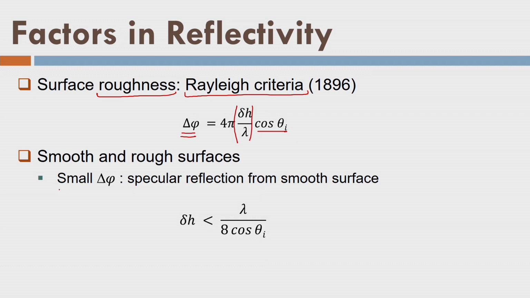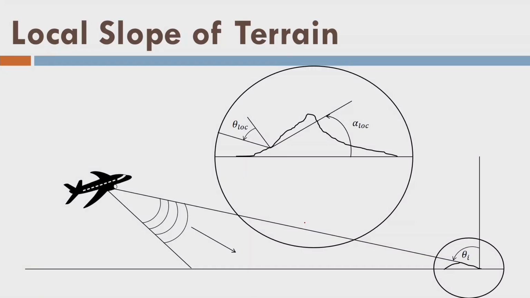If delta phi is small, we call it a specular surface. Further, if the average deviation in the elevation is less than lambda divided by 8 cos theta I, it is called a smooth surface, else it is called a rough surface. A smooth surface gives specular reflection and a rough surface gives diffuse reflection. Diffuse reflection gives an incoherent component, but we take only the coherent component into consideration. Specular reflection gives the coherent component. So, in case of specular reflection, the reflected response or backscatter power will be higher. Now, coming to the slope of the terrain, we have defined here the angle called incidence angle.